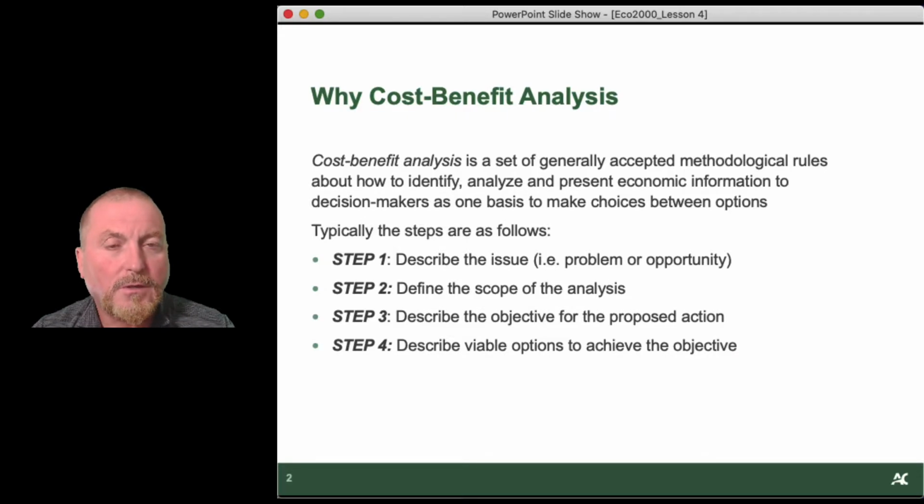So describe the issue. The issue for us is that you could build it as a normal off-the-shelf build, but we're giving you a green build-out option. And here's why. But in order to do any kind of cost-benefit analysis, you need to define the scope of the analysis.